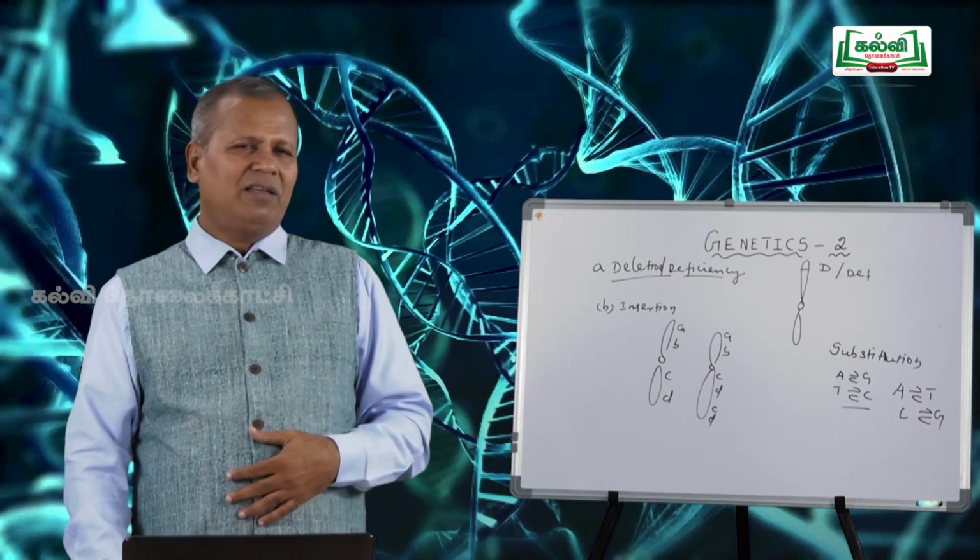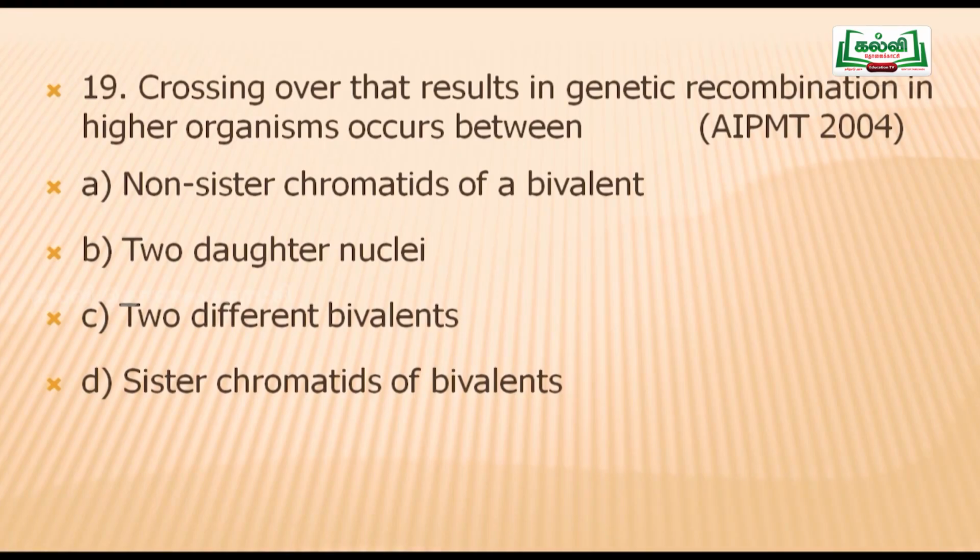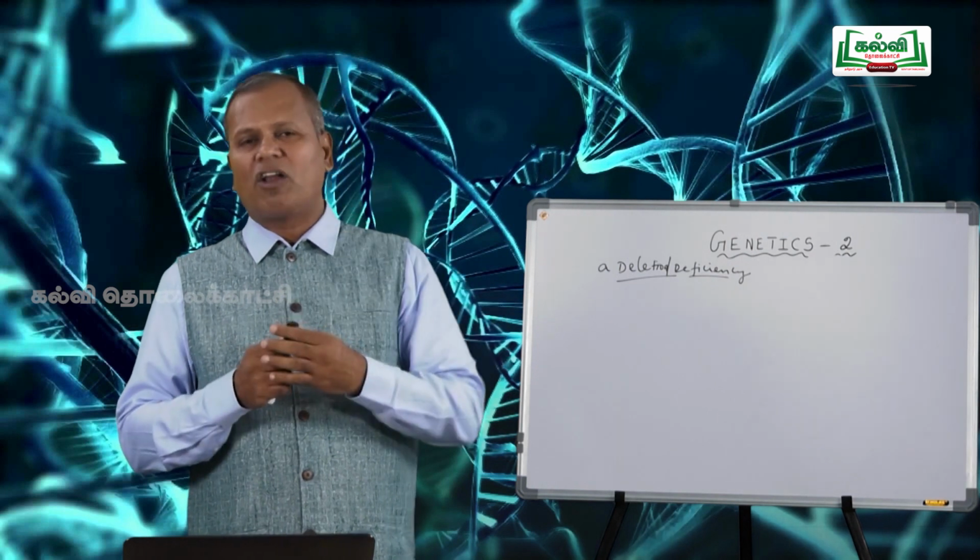Then question number 19, crossing over that results in genetic recombination in higher organisms occurs between: option A, non-sister chromatids of a bivalent, option B, two daughter nuclei, option C, two different bivalents, option D, sister chromatids of a bivalent. You know, crossing over is actually a process that takes place during the pachytene stage of prophase 1 of meiosis 1, the reduction cell division.